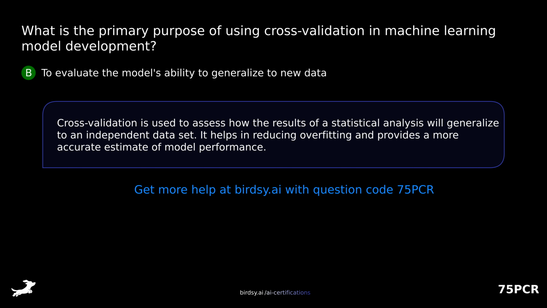Cross-validation is used to assess how the results of a statistical analysis will generalize to an independent dataset. It helps in reducing overfitting and provides a more accurate estimate of model performance.